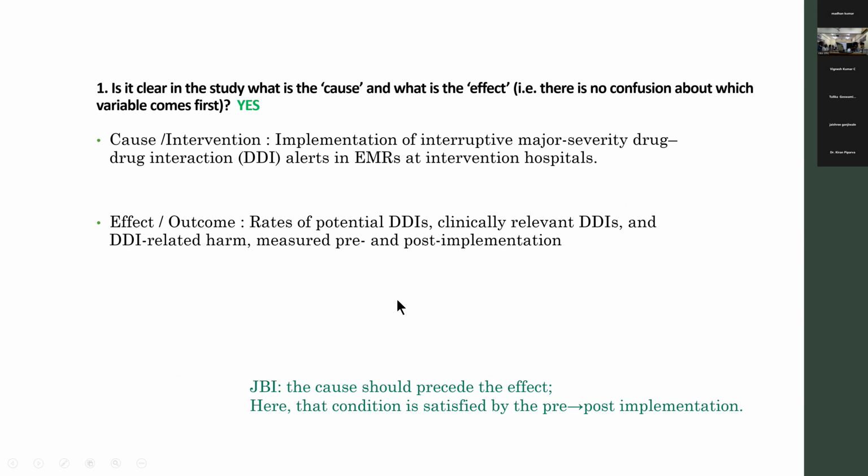So going to the questionnaire, the first question is: is it clear what is the cause and what is the effect? The cause is the intervention. So your intervention was an interruptive major severity DDI alert. And the outcomes they looked at were three: potential DDIs, that is potential drug-to-drug interaction, clinically relevant drug-to-drug interaction, and DDI-related harm. So they measured data both pre and post implementation.